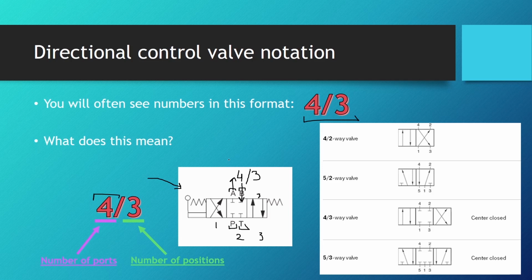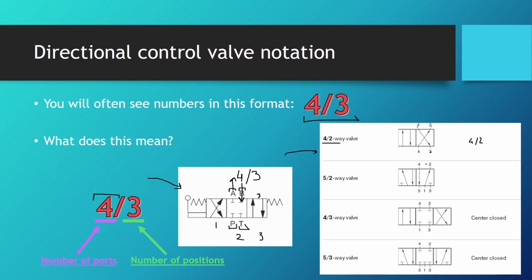So these are the 3 positions, indicating that this directional control valve has 3 possible positions. It is pretty easy and intuitive. Just remember, first you have the number of ports, and then you have the number of positions. Now let's look at these 4 examples right here. So this is a 4/2 valve. We have 4 ports, 1, 2, 3, 4, and we have 2 positions, making this a 4/2 valve.